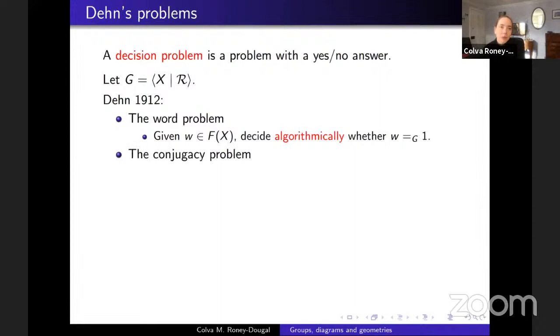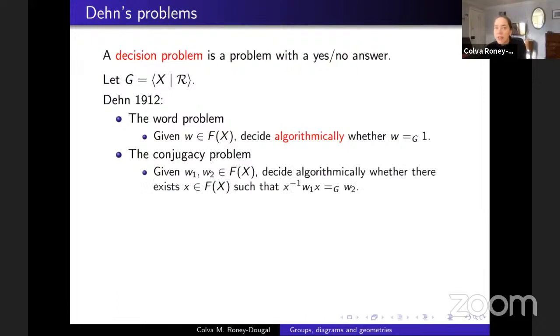Next problem posed by Dehn was the conjugacy problem. And he said, well, for this, you're given 2 words in F(X), and you want to decide if they're conjugate. So you want to decide algorithmically whether there's some element of F(X) such that pre-multiplying by the inverse and post-multiplying by it gets you from W1 to W2. This is the same sort of notion of conjugation as I had on the previous slide.